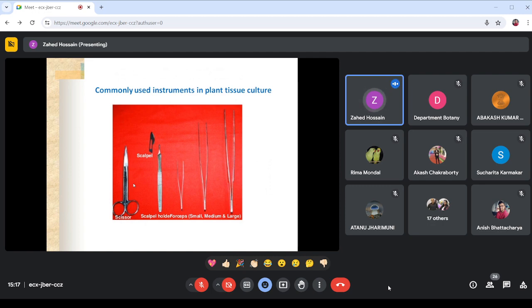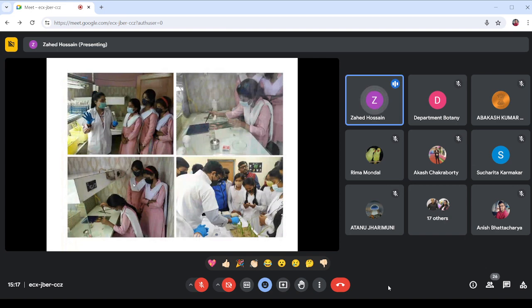It may be simple scissors, scalpel, different sizes of forceps. So here you can find the second photograph. You can find this student. Basically, one group has come from a nearby school. So this girl is doing a culture. Here you can find, because it happens just after lockdown, everyone with this mask.